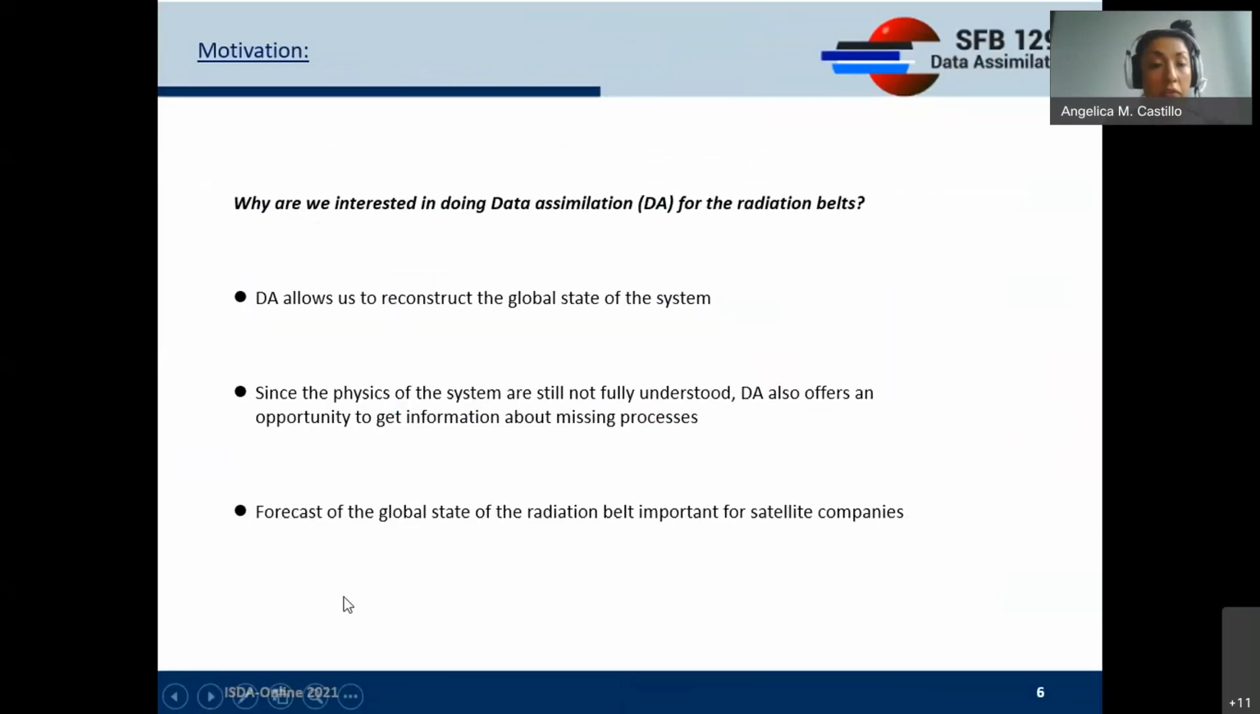So we have data and we have a model. Obviously, we're interested in performing data assimilation studies because we can reconstruct the global state of the system, and it might allow us to get information about physical processes that are missing in our models. But also, satellite companies are very interested in people who provide a forecast of the system.